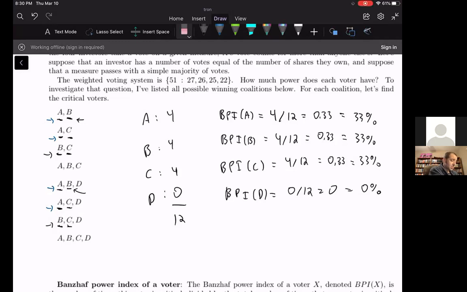So again, this number might be misleading. This number right here, like 22 shares, seems like it should give you some influence, but it doesn't. There's no time when that 22 individually mattered.